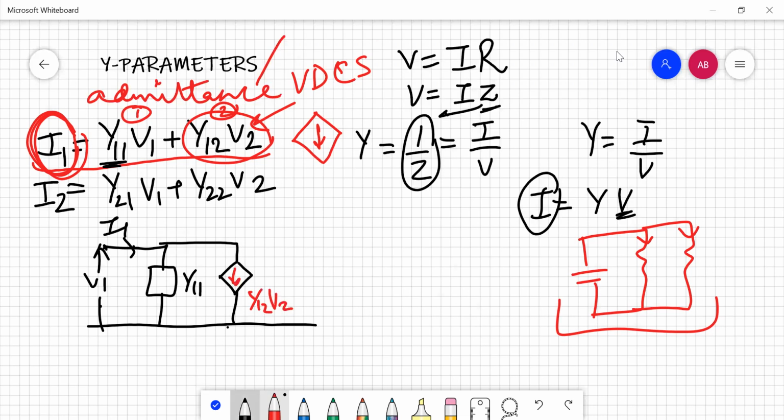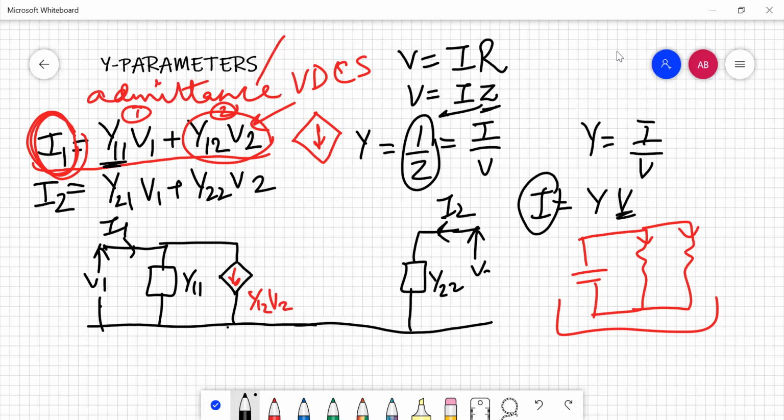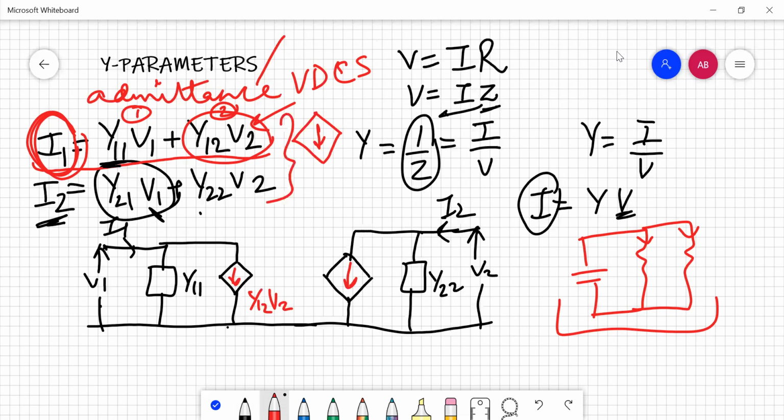So now similarly we are going to draw the output side. Here again your Y22 is concerned with the output side current and output port voltage, but this value is a voltage dependent current source, because output port current I2 is dependent on the input side voltage V1. So now this becomes our complete Y model from these two equations. Now let's define all the variables Y11, Y12, Y21 and Y22 one by one.